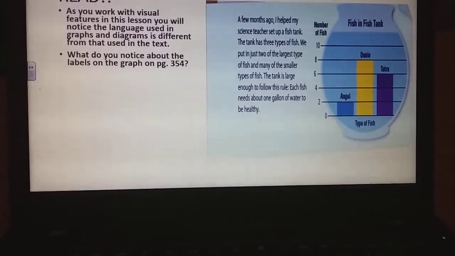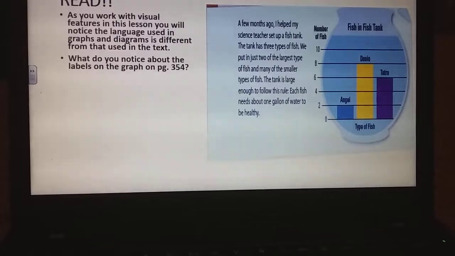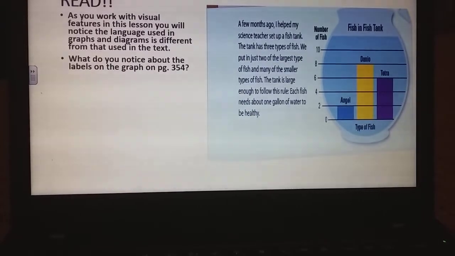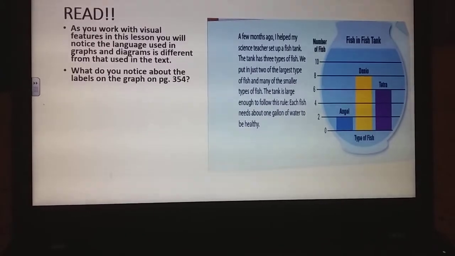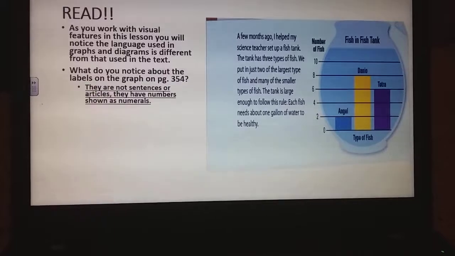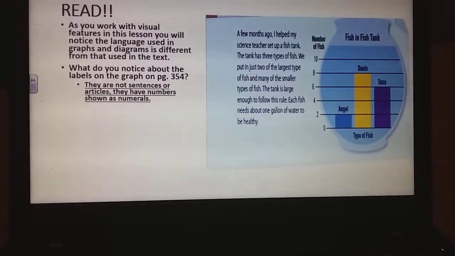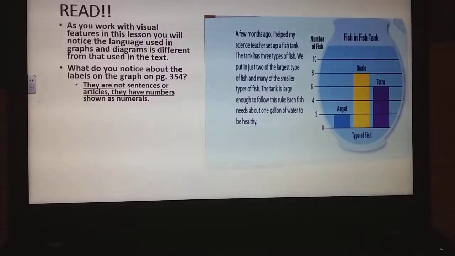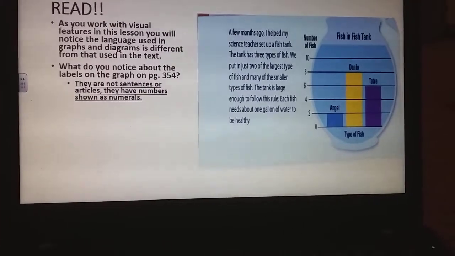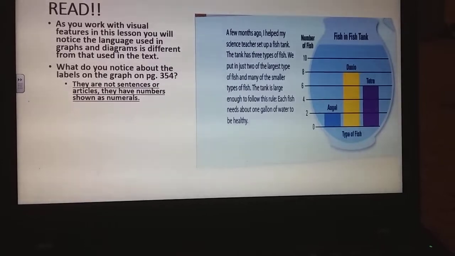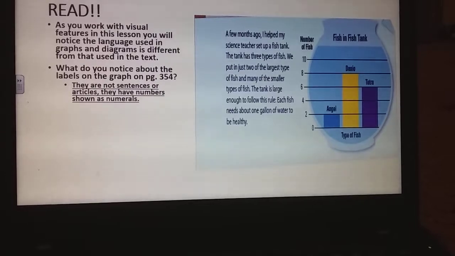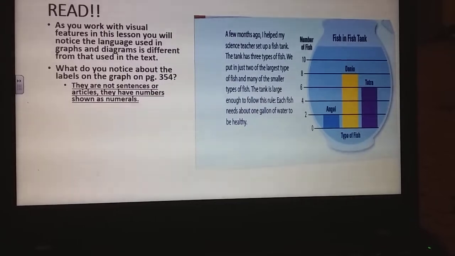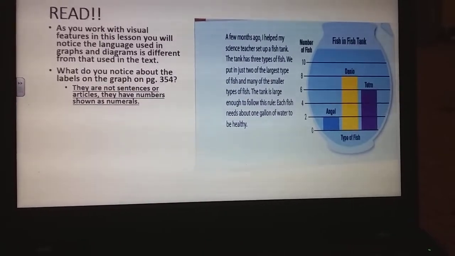Now, as you work with visual features in this lesson, you're going to notice that the language used in graphs and diagrams is a little bit different from what's used in a text. So look at that and think about it. If you notice, the language used on your actual graph is different. It's not in sentences like when you just pick up a book to read. They have numbers and labels on it. So that's how you are to interpret or understand the information. You have to learn to read it in a different way. It's not going to just be written out for you.